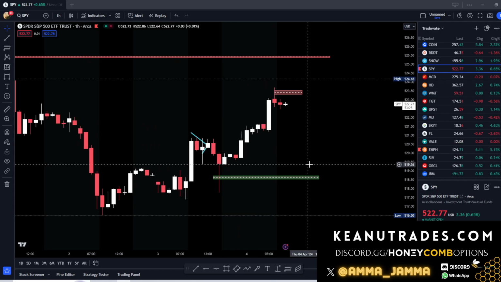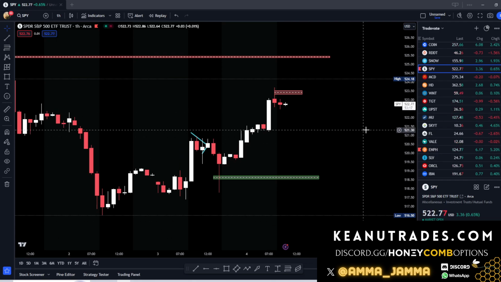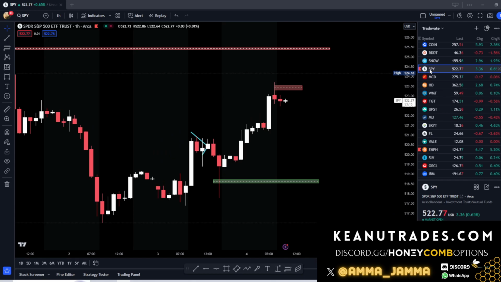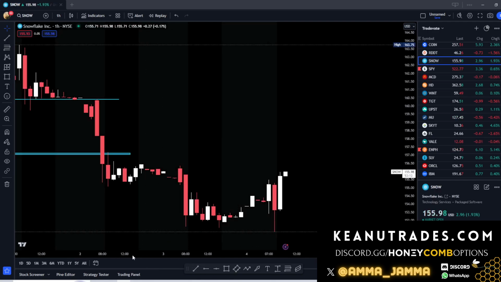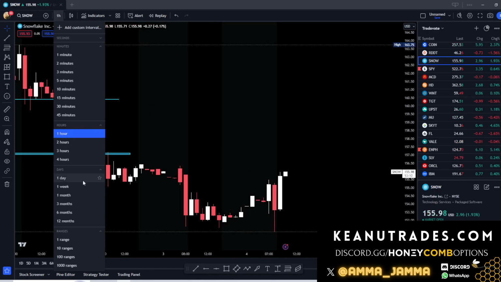All right, so that's kind of the main basis of order blocks. And I really like it for identifying the levels on a choppy chart. Let's just look at some longer term charts and we can really see what I mean.